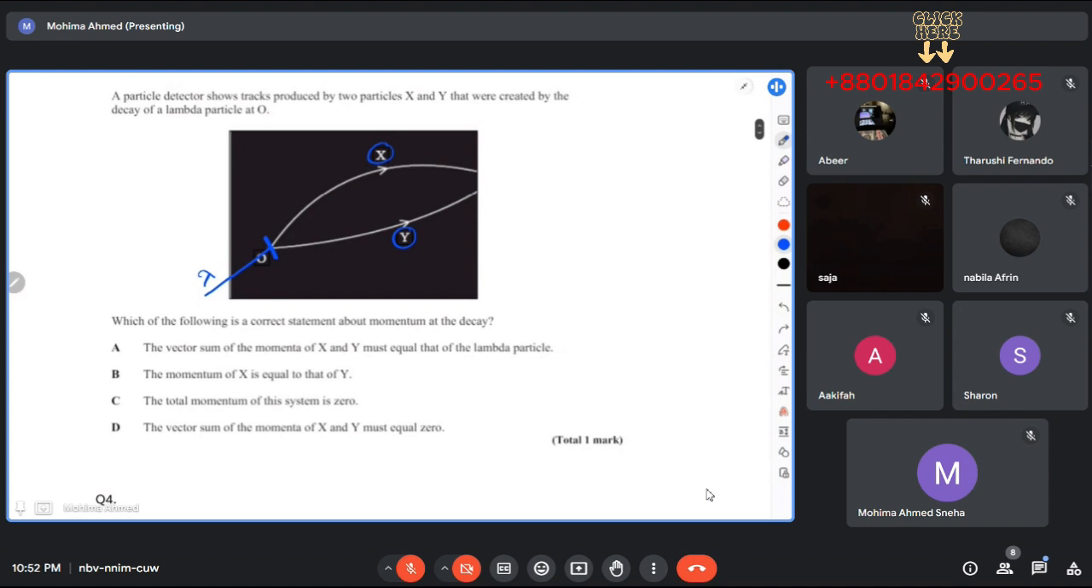Now, in this part, we are seeing which of the following statements for the decay should be true about momentum. So please read the four answers and let me know which one will be the correct answer, do you think.